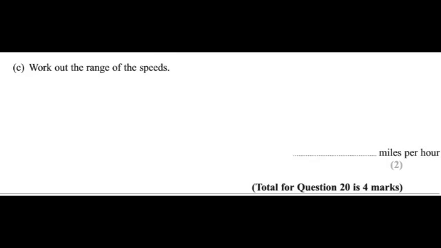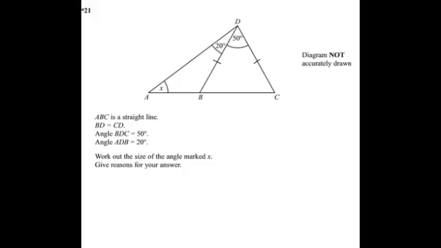Part C says work out the range of the speeds. The range means the biggest number take away the smallest number. The biggest number is 60. The smallest number is here, 29. 60 take 29 gives us 31. So the range of the speeds is 31 miles per hour.